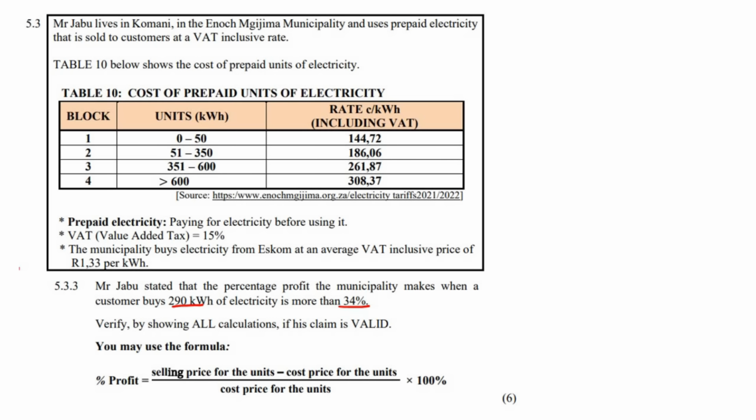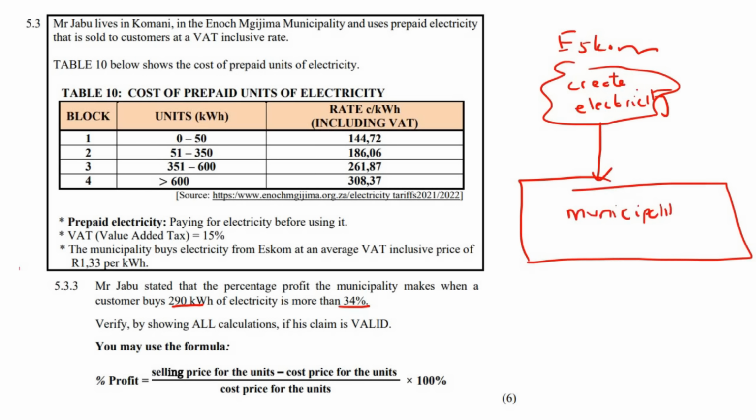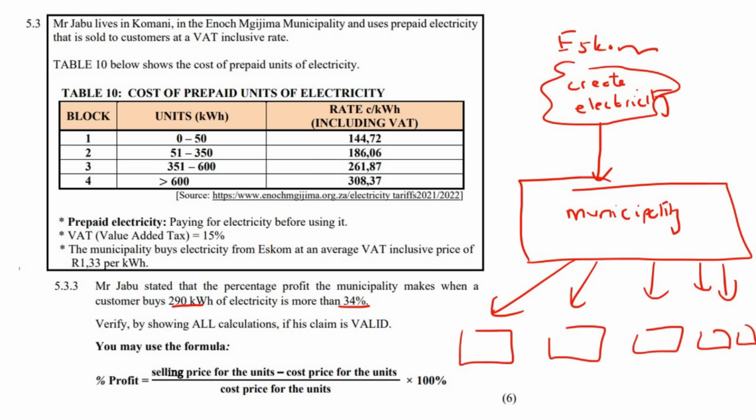Okay, so remember, the way it works is the following. You've got Eskom, and they create the electricity. They then sell it to the municipality. The municipality then gives it to each of us in our homes. These are our homes. The municipality obviously needs to make money, so they're going to buy it from Eskom at a certain price, and then they're going to sell it to us at a certain price.